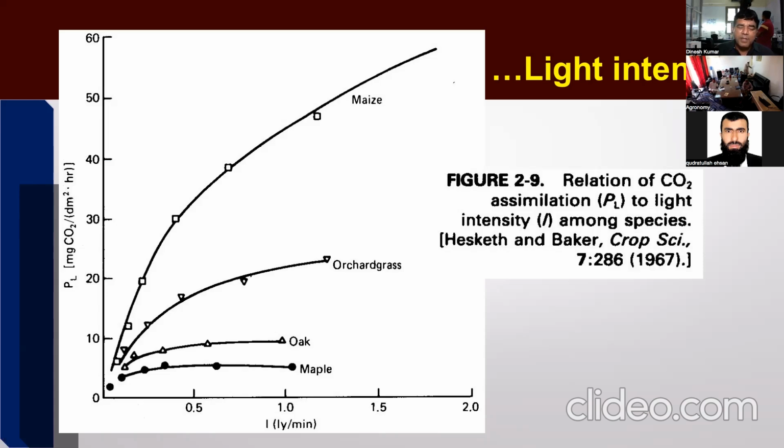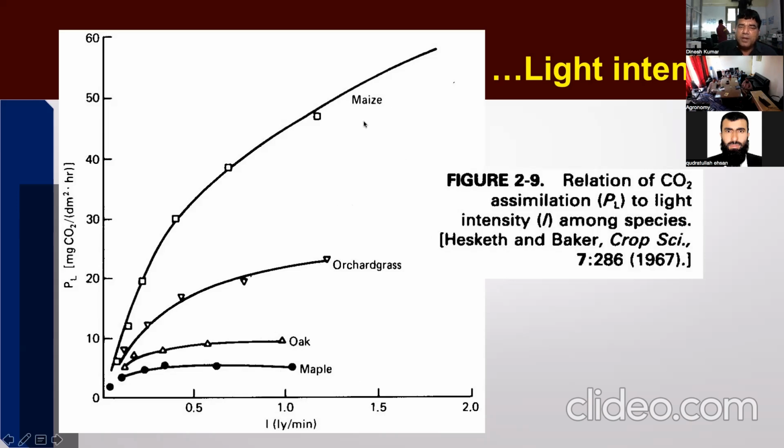You can see the rate of assimilation of carbon dioxide is different for different crops and plants. Take the maple plant, grown in temperate areas, in Europe, in the Americas, and maybe in your country also. It requires very low light intensity, and if you further increase the light intensity, it will decrease the rate of photosynthesis. See the case of the oak plant. Initially it increased, but then it became constant. Third, orchard grass requires higher light intensity, so it is doing well.